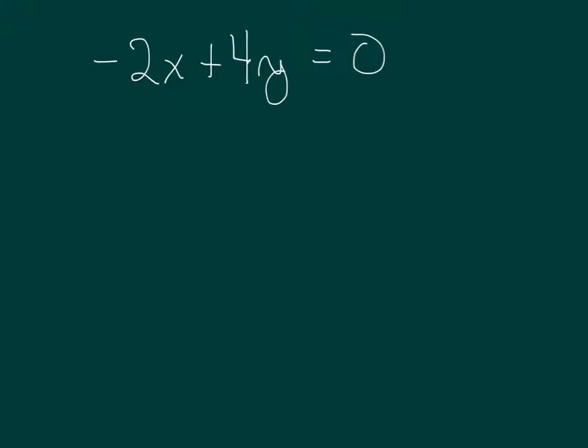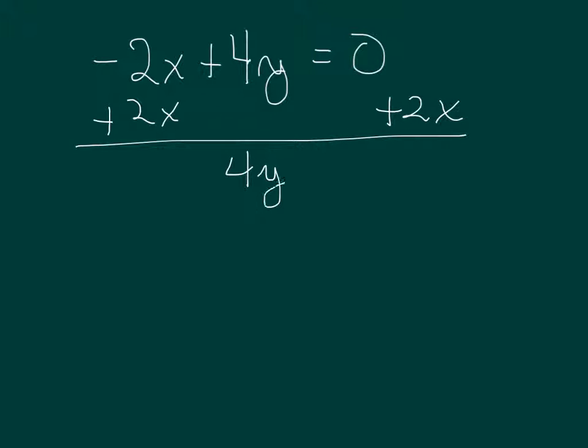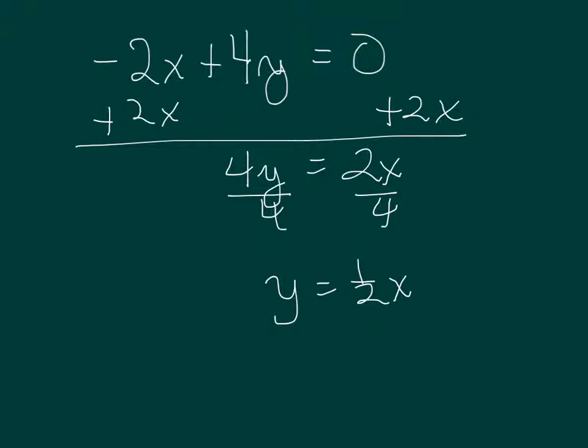Okay, so how can we tell if something's a function by looking at the equation of the line? Well, if we can put it into slope-intercept form, then it is a function. If I can manipulate this equation into slope-intercept form, which I can, add 2x to both sides, and then divide both sides by 4, y is equal to 1/2 x. So if I can put that into slope-intercept form, then yes, it's a function.